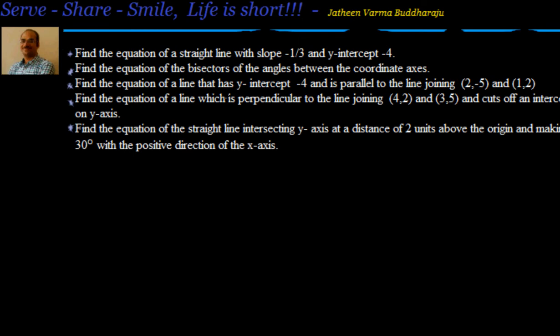Next one. Find the equation of a line that has y-intercept minus 4, so c equal to minus 4, and is parallel to the line joining (2, minus 5) and (1, 2). Now to frame the equation, in y equal to mx plus c, we need m and c. We know c, we have to find m. But we know that there is another line which is parallel to this line. Parallel lines have the same slope, so the slope of the line we are trying to find will also be equal to the slope of the line joining (2, minus 5) and (1, 2).